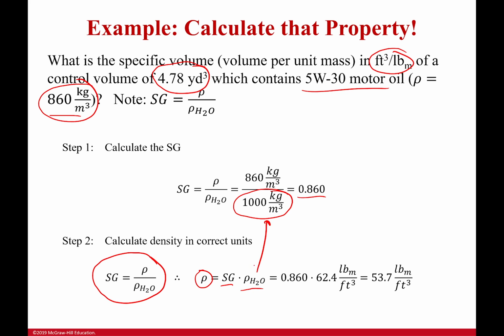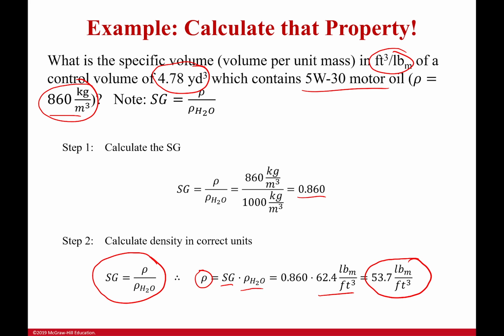And do not just plug 1,000 back in here. I have to use the units that I actually want. I want units of pound mass in foot cubed, so I use the density of water in pound mass in foot cubed. And so that comes out to have 53.7 pound mass per foot cubed. This is already way simpler.